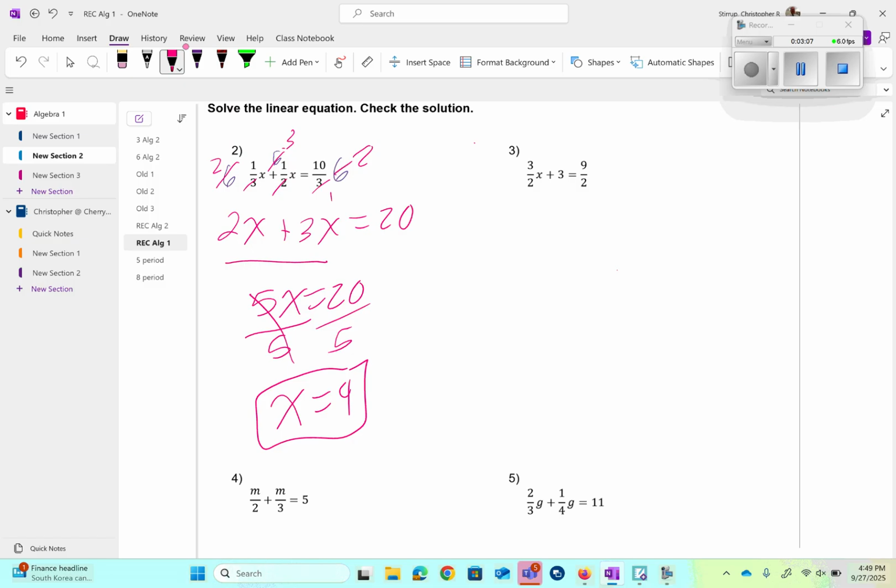Next problem, we only have 2 of the parts of the problem that have a fraction, and it happens to be 2. So if I multiply all 3 terms by 2, then we can start reducing. Those 2's cancel out, giving me a 1. 1 times 3x is 3x plus 6. This 2 cancels that one out. 1 times 9 is 9. Subtract 6 from both sides of the equal sign. Those cancel. That's going to give me 3x is equal to 3. Divide each side by 3. 3 over 3 is just 1.